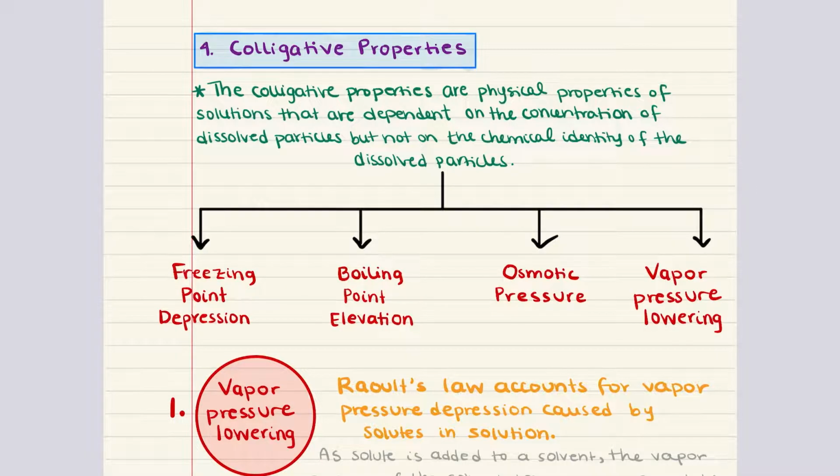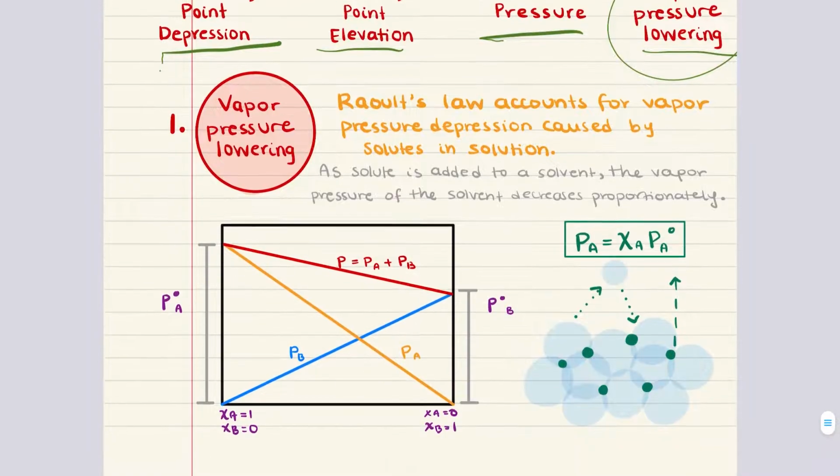Colligative properties are physical properties of solutions that depend on the number of solute particles in a given amount of solvent and not on the nature of the solute particles. These properties arise because solute particles interfere with the interactions between solvent molecules. The key colligative properties that we're going to be discussing include vapor pressure lowering, freezing point depression, boiling point elevation, and osmotic pressure. Let's go ahead and get started with vapor pressure lowering.